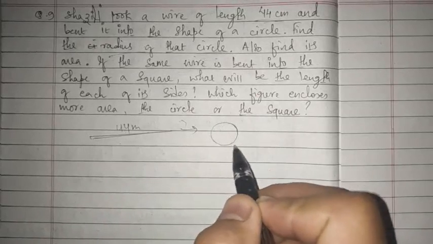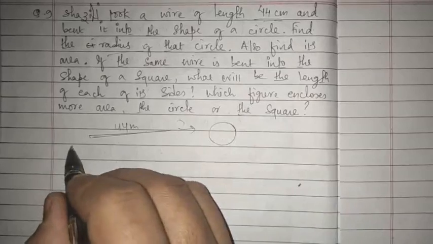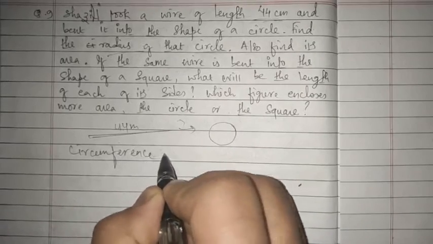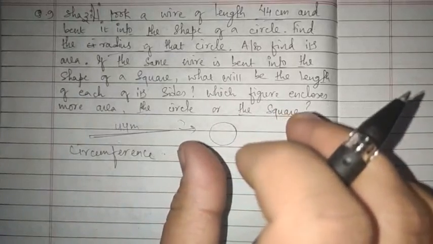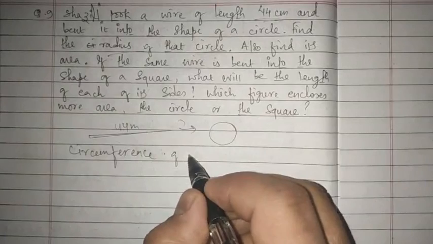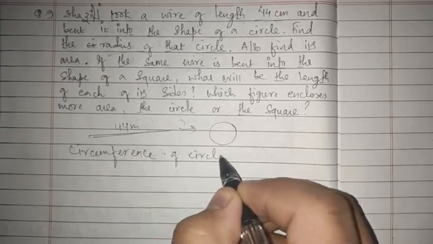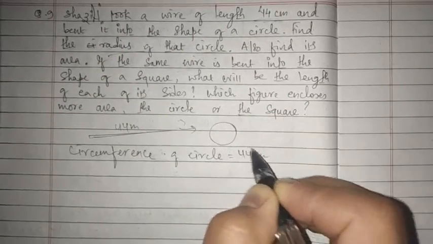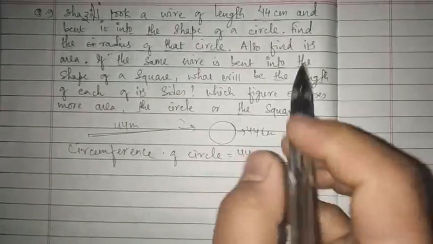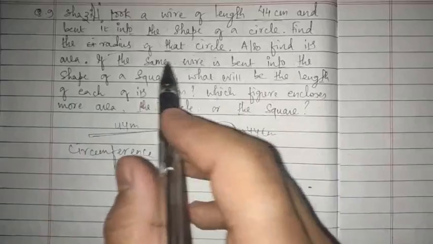That is the total wire, which is 44 meters. So it is the circumference given. So you may write directly circumference. Wherever you see the length, you will consider it as a circumference. So circumference of circle is equal to 44 centimeter. That is your perimeter, 44 centimeter, and it is bent into a circle. Now you have to find the radius.